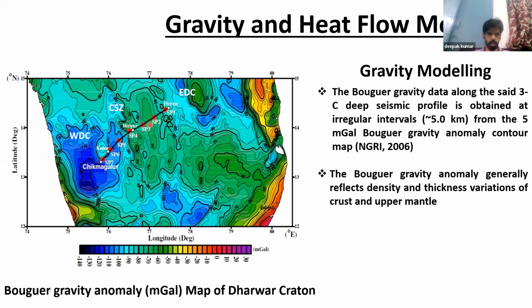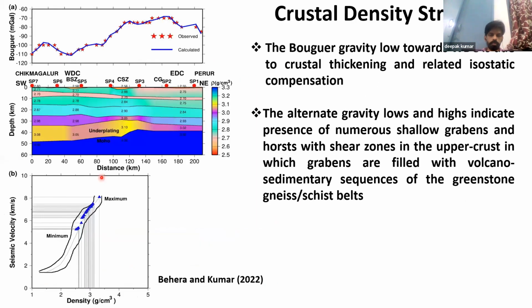So now you understand how the Bouguer gravity anomaly map looks, and this is our profile, and it has 7 shot points, as I showed in the first graph or geological map. Now, how do we do the gravity anomaly, crustal density modeling or gravity modeling?